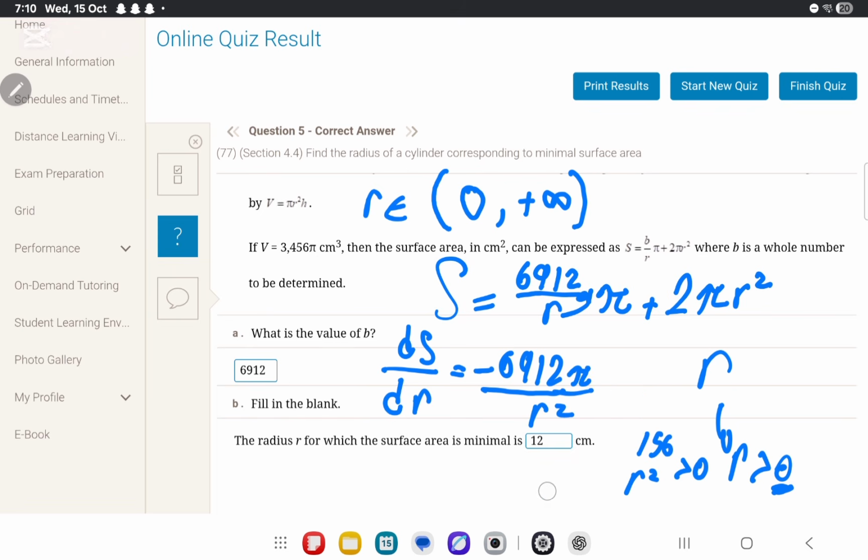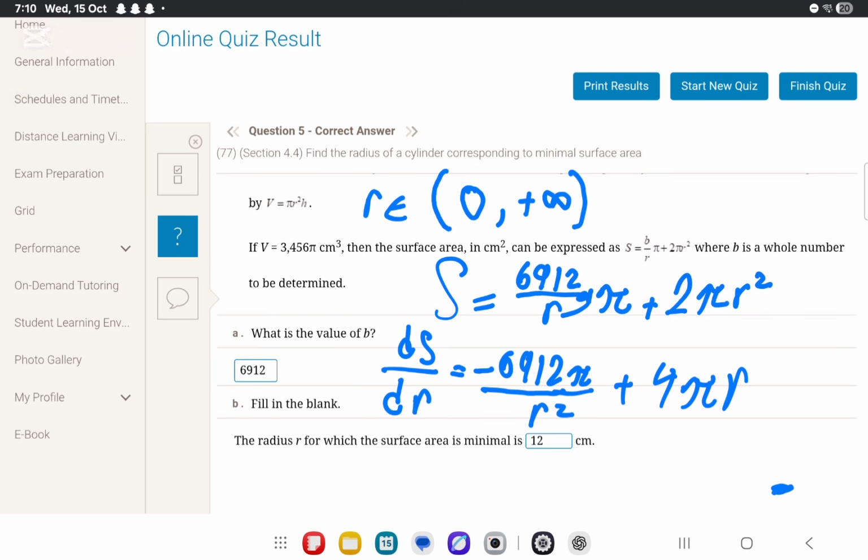I'm going to remove these, plus take this down 4 pi r. So this is my derivative. Now, set this equal to 0. Do it on your calculator, because honestly, you know how to do it on a calculator. And even if you don't, you should know how to do this by hand.